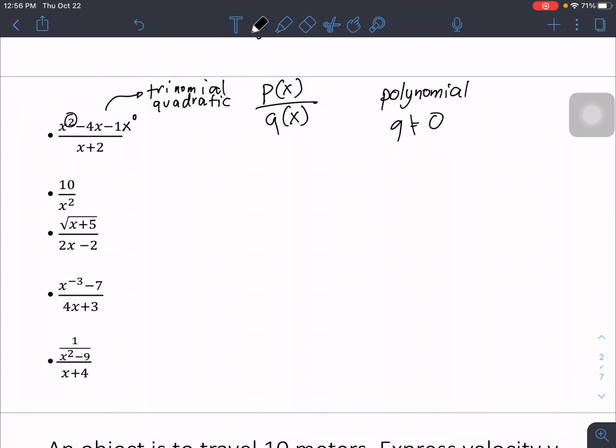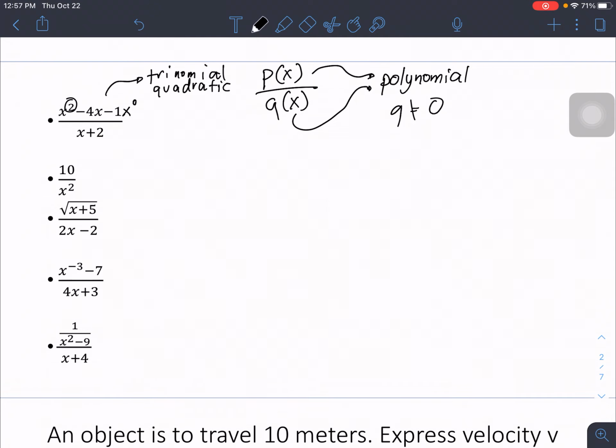However, for us to consider this a rational function, the denominator, for p(x) over q(x), should also be a polynomial. So let's examine the denominator to see if it is a polynomial. There are two terms, so if it is a polynomial, it will be a binomial.